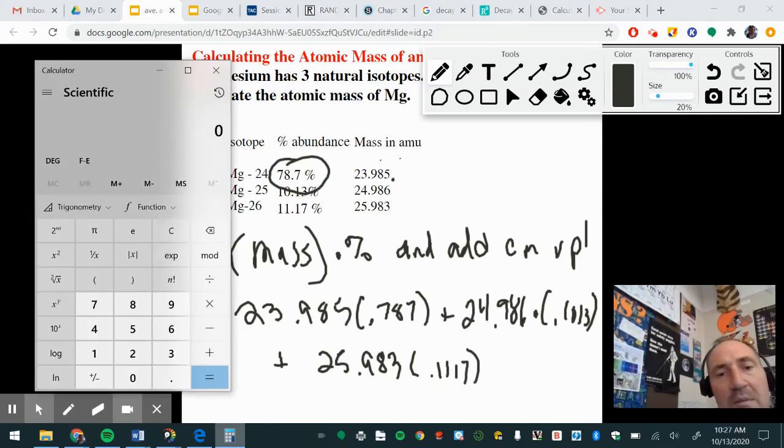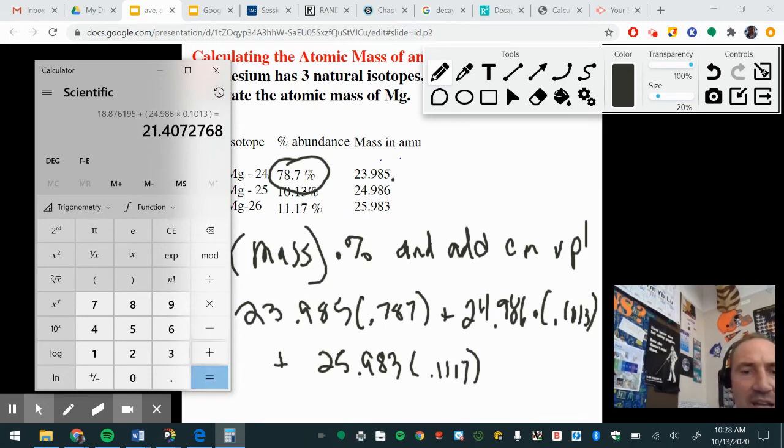Now, thankfully, I have my calculator on my computer. So I'm going to do 23.985 times 0.787 and hit equals. Okay, and then I'm going to add that to, and I'm going to have to use some parentheses here so that I don't screw this up, 24.986 times 0.1013, close my parentheses, equals.